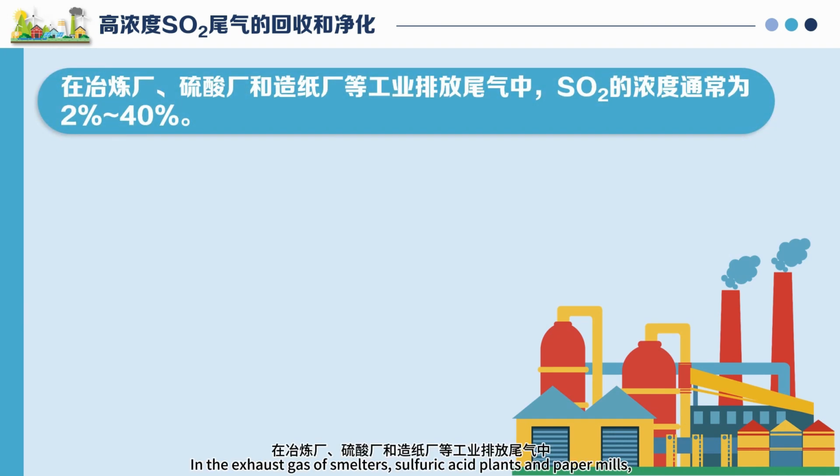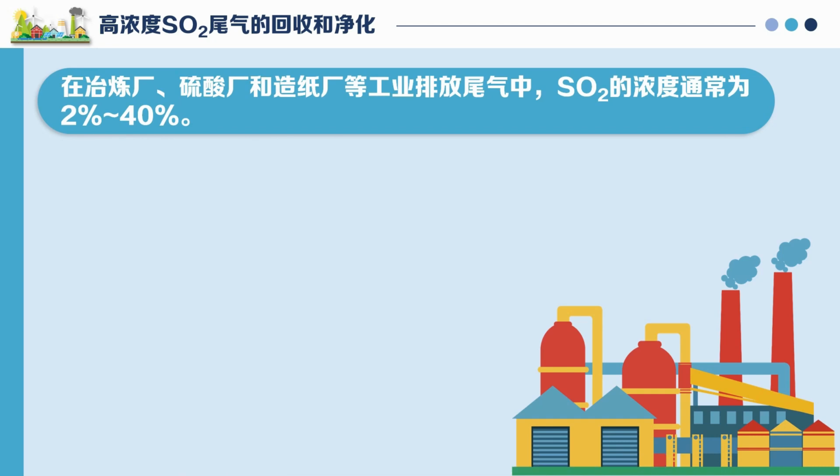In the exhaust gas of smelters, sulfuric acid plants and paper mills, the concentration of sulfur dioxide is usually 2% to 40%. The specific concentration depends on the process method adopted. In the smelting of metal ore, it depends on what kind of smelting process is used and the gap period of operation. Due to the high concentration of sulfur dioxide, the tail gas is recovered and treated.